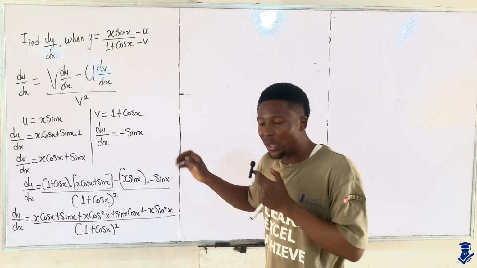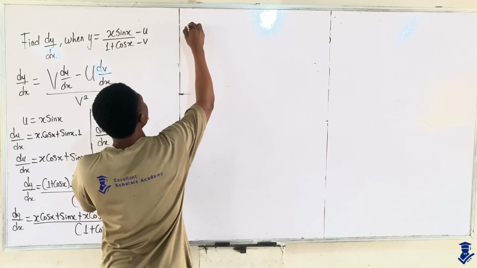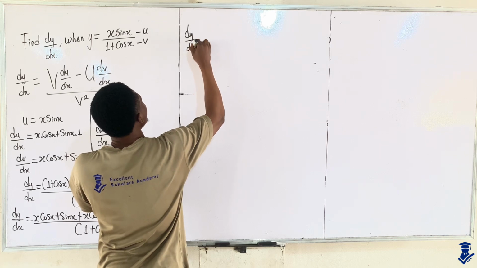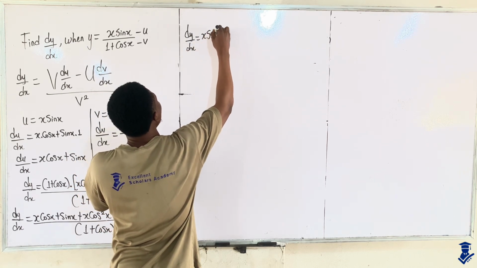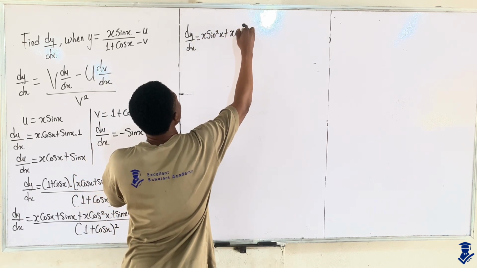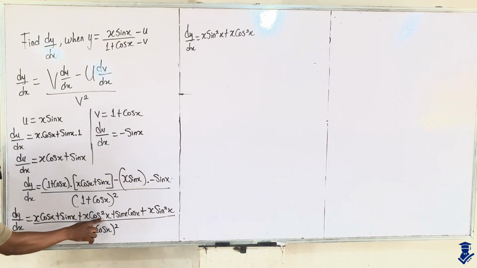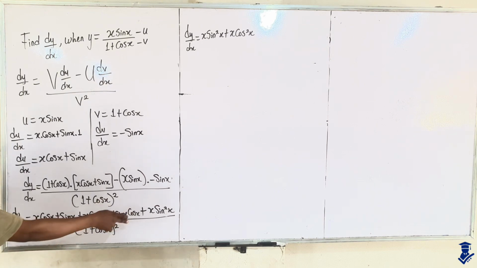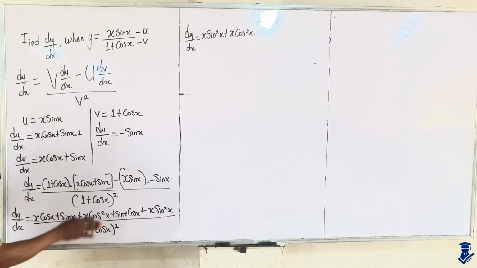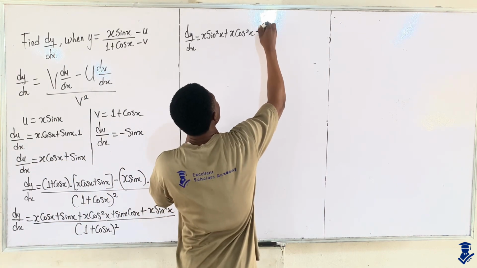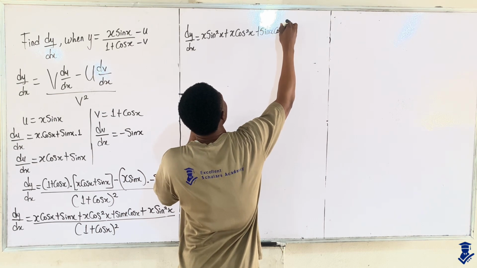So arrange them together. So write it as what? So your dy dx now is going to be equal to x sine squared x plus x cos squared x. All right. So this is gone. This is gone. What do we have left? We have x sine x cos x. We also have x cos x. We have sine x. Now, what I'll advise you to do is take your x sine x cos x. So it's going to be plus sine x cos x.